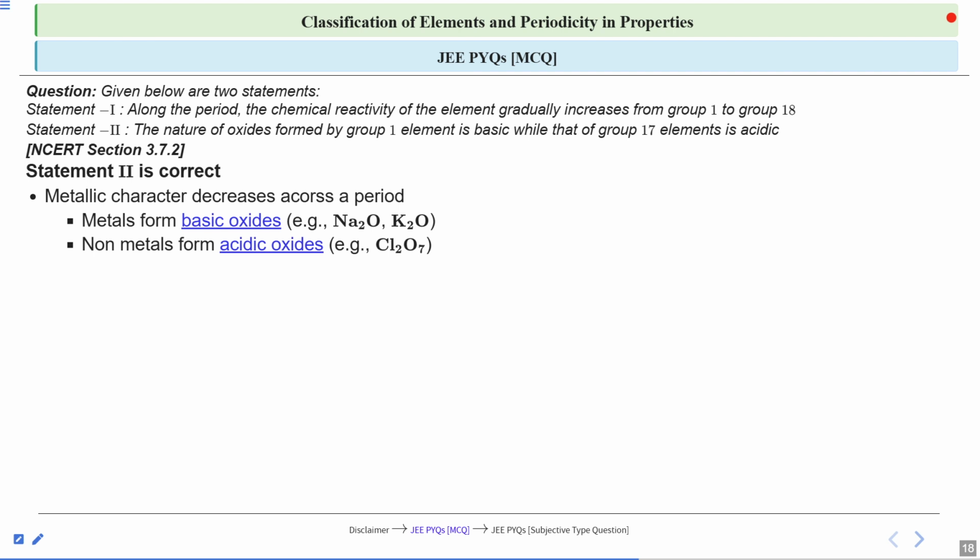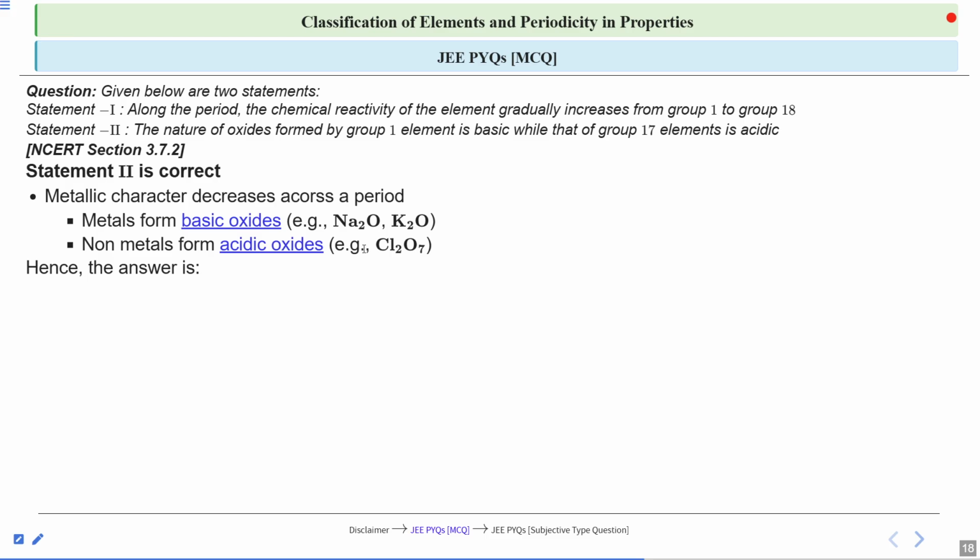Whereas the non-metal oxides will be acidic in nature. Example, Cl2O7. Remember, there are some examples of neutral oxides, so I would encourage you to write their names by yourself. Okay, so what are the names of the neutral oxides?